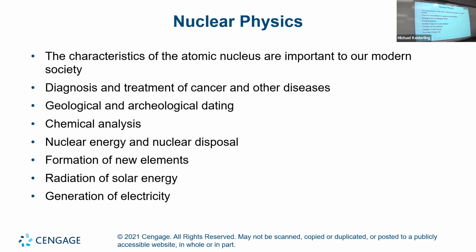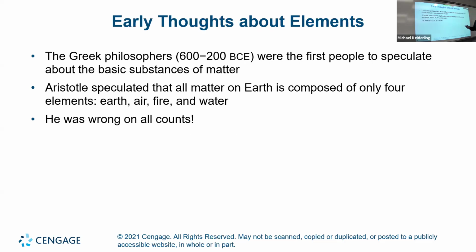I mean, if nothing else, understanding what the majority of atoms are made of, like most of the mass of an atom is in the nucleus. So it's important for things like the diagnosis and treatment of cancer and other diseases. We use it for geological and archaeological dating, and for chemical analysis. We'll also talk about nuclear energy and nuclear disposal, the formation of new elements, the radiation of solar energy, and the generation of electricity.